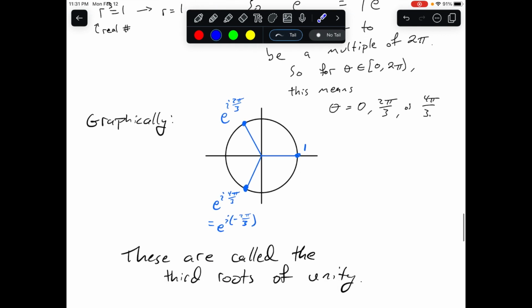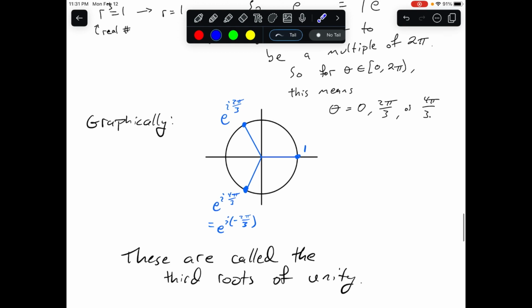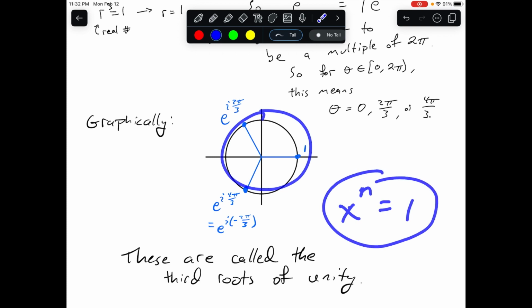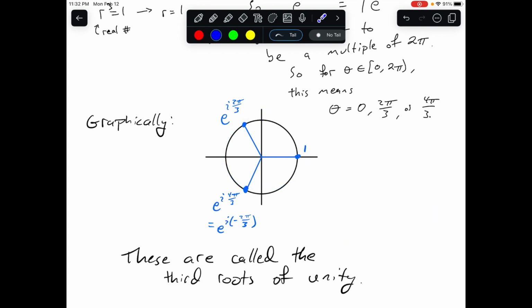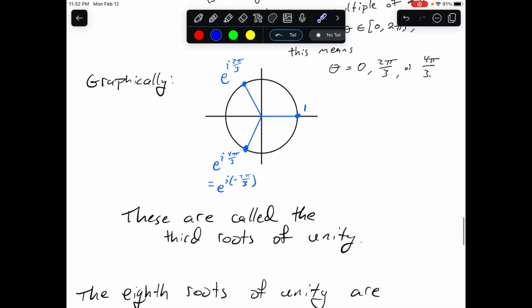Okay, so these numbers have a special name. These are called the third roots of unity. You might imagine that the fifth roots of unity are just the 5 solutions to x to the 5th equals 1. The roots of unity are the complex numbers on the unit circle such that x to the n is equal to 1. So these are the nth roots of unity. Here, this is for x cubed equals 1, so they're the third roots of unity.